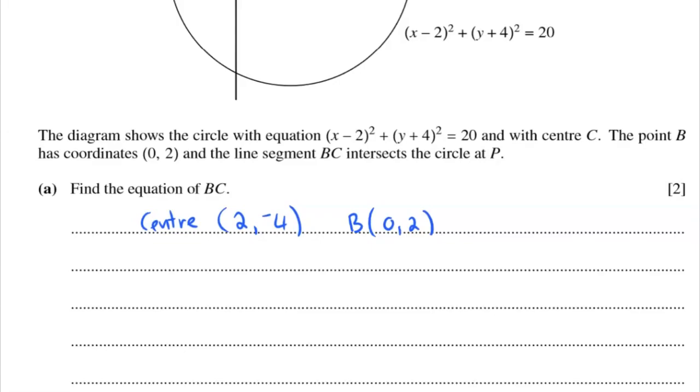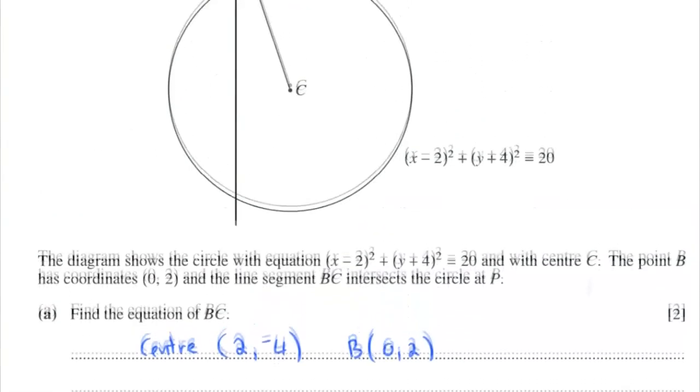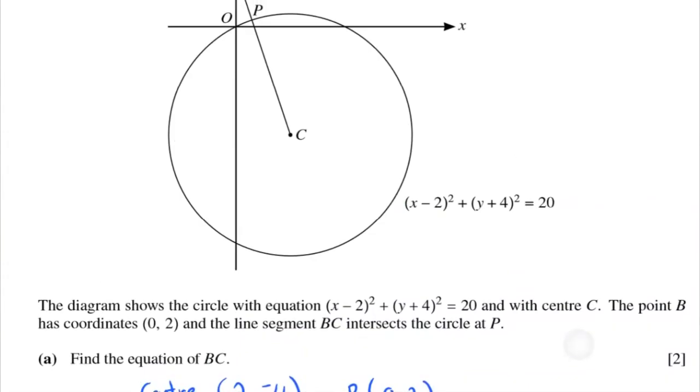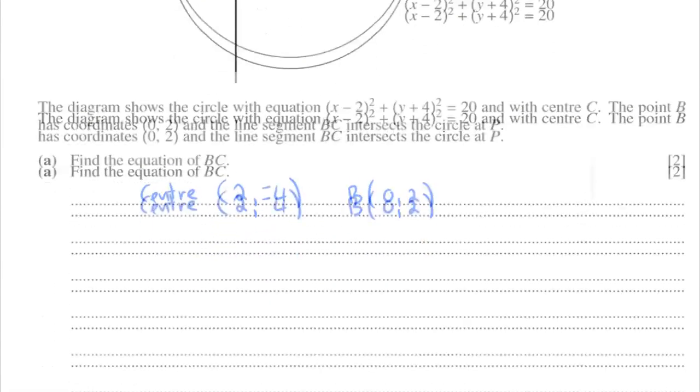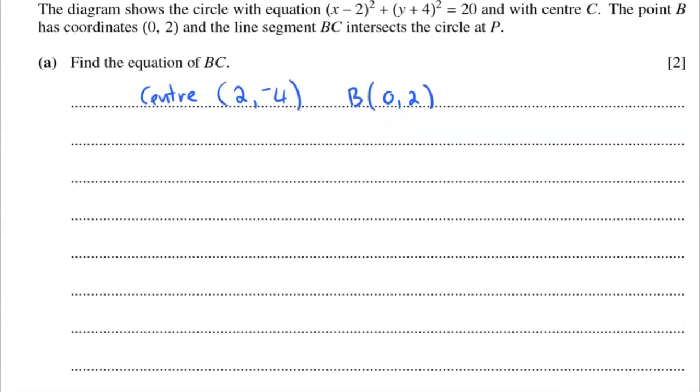And if you're not sure, you can always check, does (2, -4) make sense on the diagram? It makes a lot of sense. 2 on the x, -4 on the y. So you should be very confident at this point.